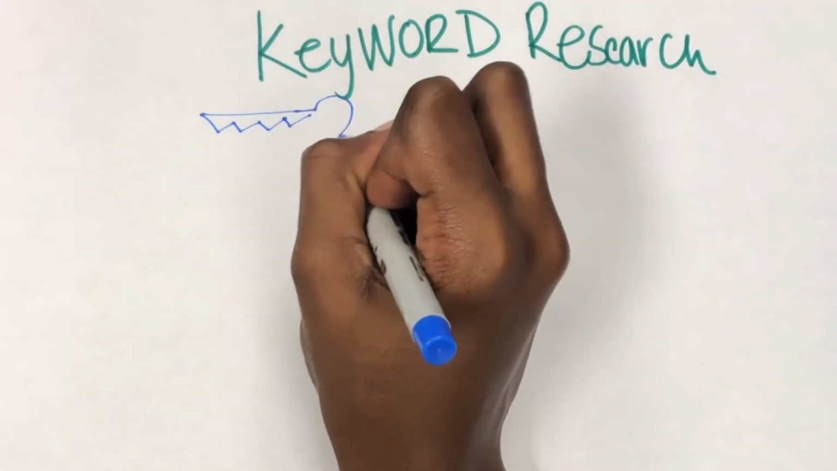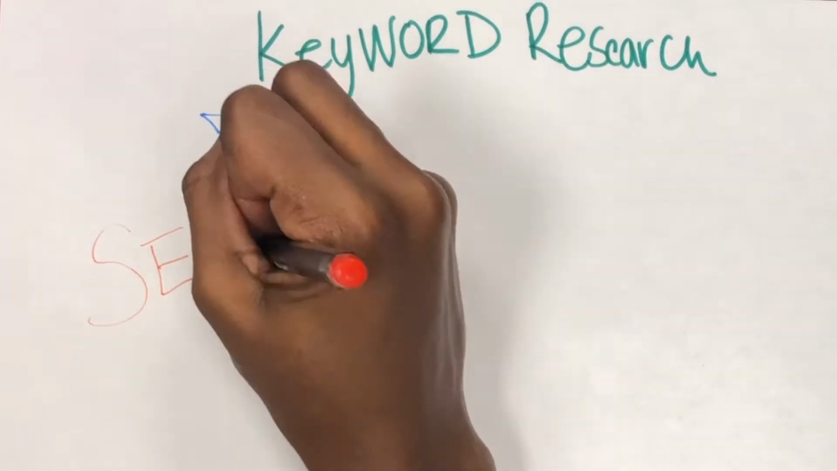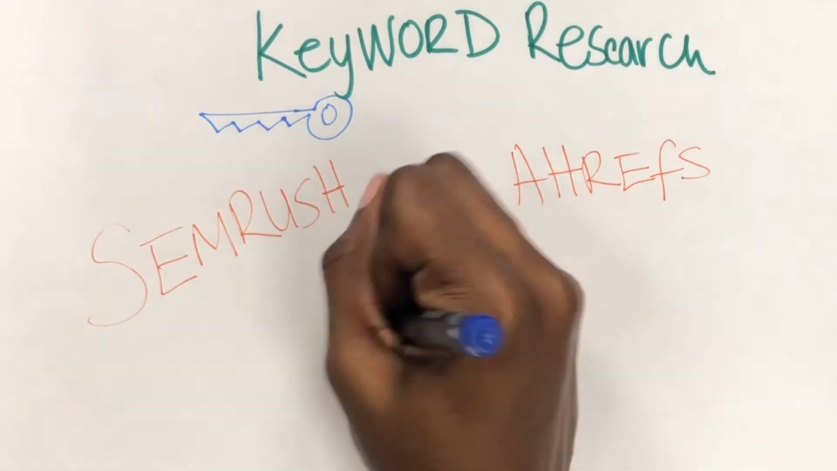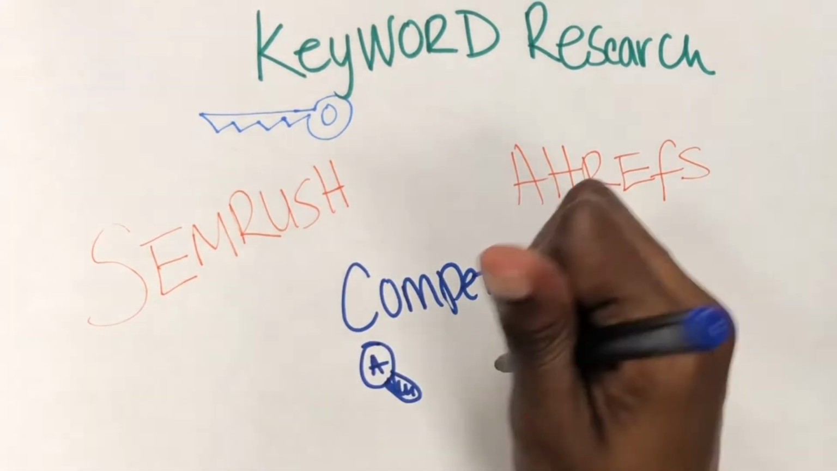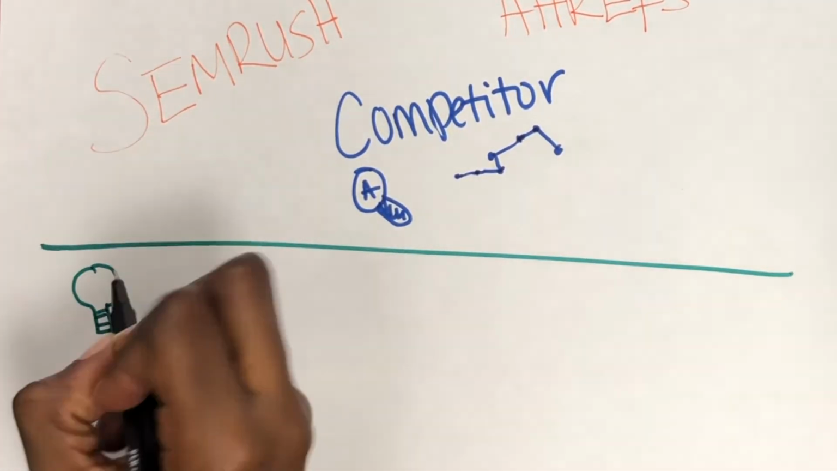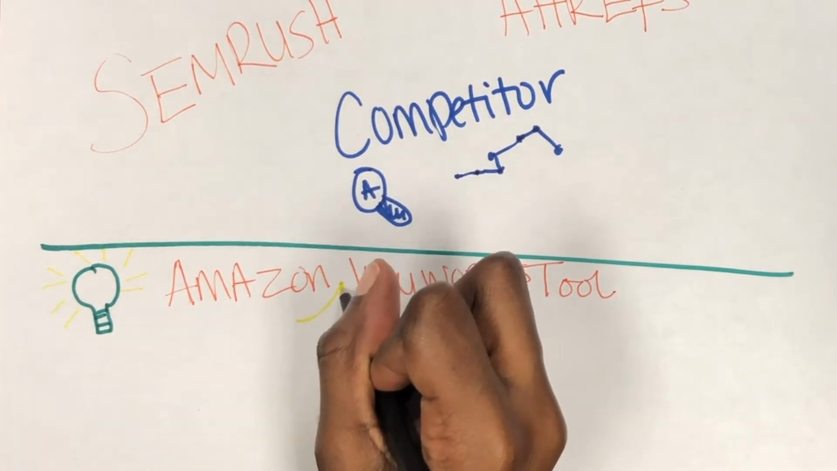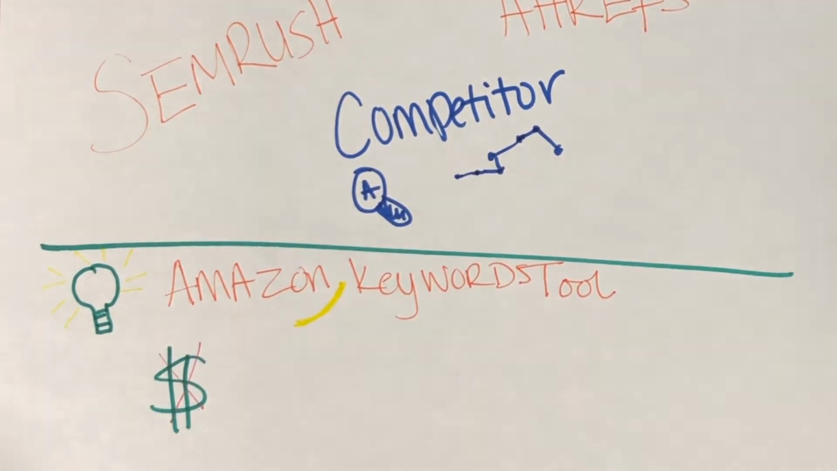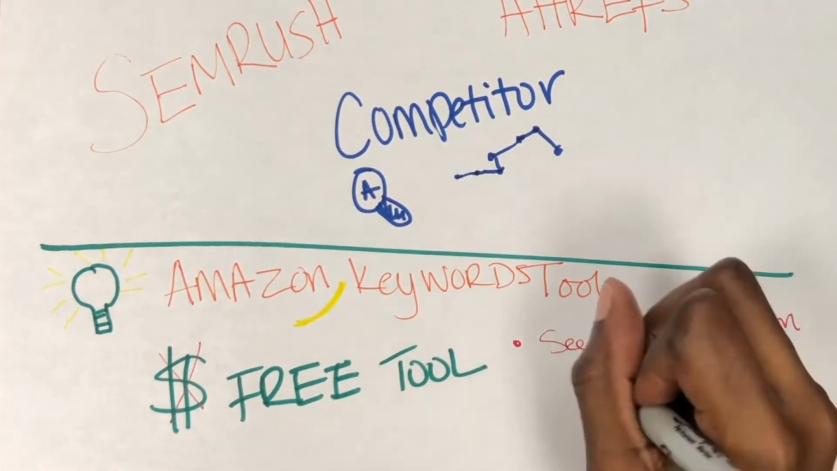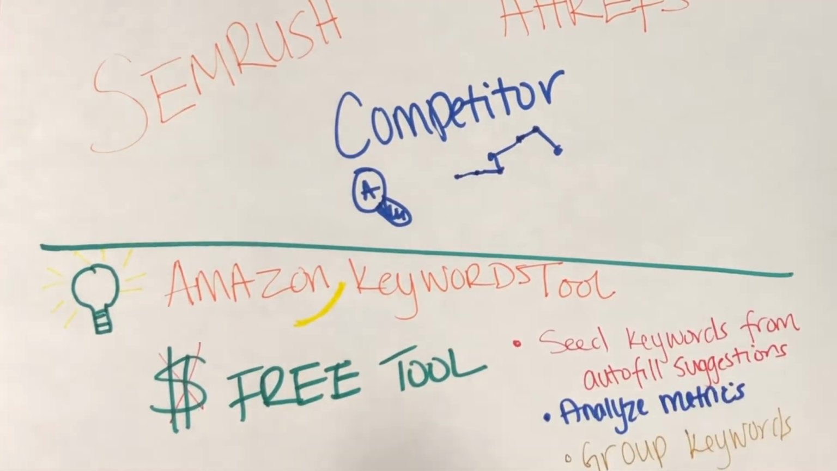Keyword research is a process of identifying popular and unique search terms or phrases that people are searching. The two most popular tools right now are SEMrush and Ahrefs. Both of these tools are extremely useful in providing a competitor analysis. So what's our idea? We recommend using the Amazon Keywords tool. Unlike other services, Amazon Keywords is 100% free and uses seeded keywords from Amazon's database. You can then analyze the strength of each term, as well as even group key terms together.